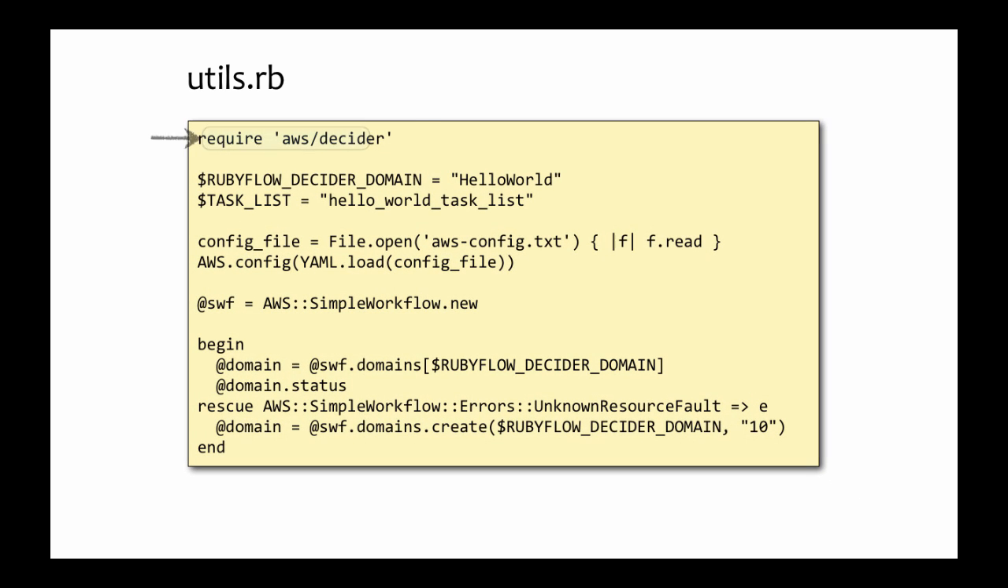Since all parts of our program will need the security credentials, for simplicity we'll add the code to a file that can be downloaded by each part. We'll call it utils.rb, and it looks like this. In this file, we first require AWS Decider, which loads the AWS Flow Framework for Ruby. Every workflow needs a domain and a task list, which we define as constants. We start by loading the credentials from our aws-config.txt file. Next, we register our domain with SWF. We save the domain in an instance variable so we can use it in our workflow and activity code.